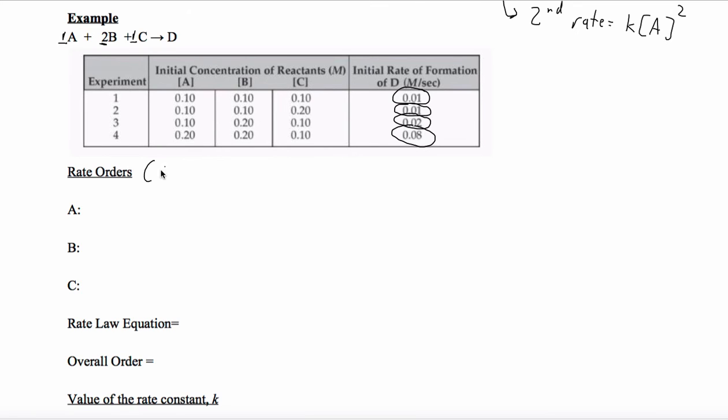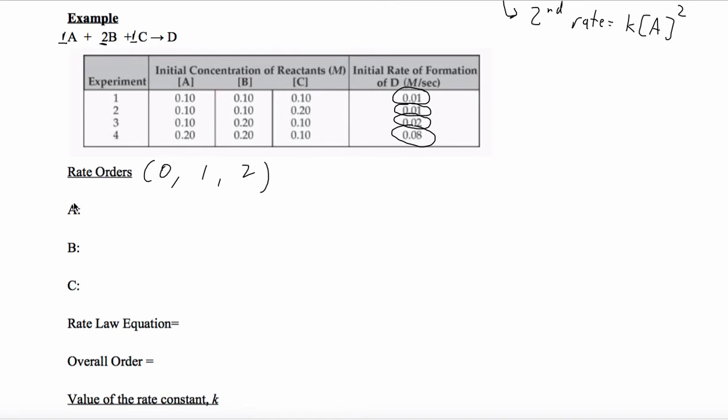Remember, the orders are going to be either 0, 1, or 2. With 0, A, B, or C would have no effect on the rate of the reaction. With 1, A, B, or C would have a direct effect on the rate of the reaction: double, double; triple, triple; half, half; quadruple, quadruple. With 2, A, B, or C would have a power of 2, an exponential effect. That is to say that double gives quadruple, triple gives 9, half gives a quarter, etc.